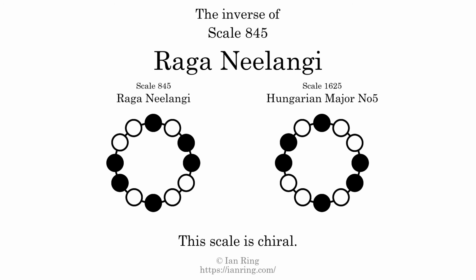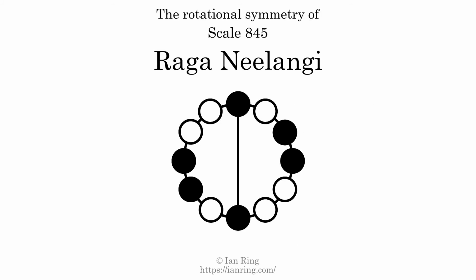The inverse of a scale is a mirror image. It is what you get when the sequence of intervals is reversed. The inverse of this scale is scale 1625, also known as Hungarian major no fifth. This scale is chiral. It cannot transform into its inverse by rotational transformation. This scale has rotational symmetry at 6 semitones.